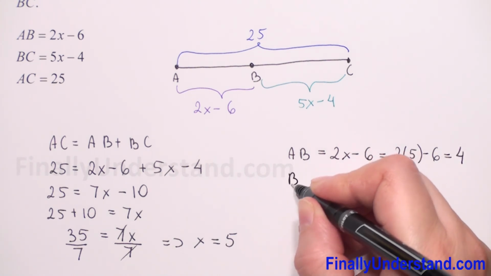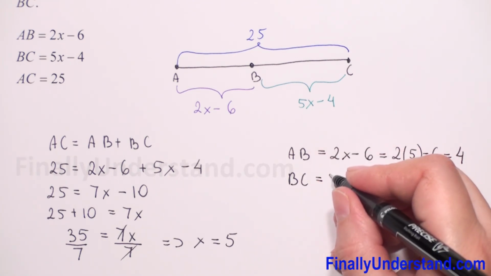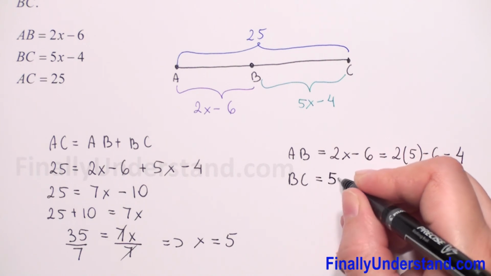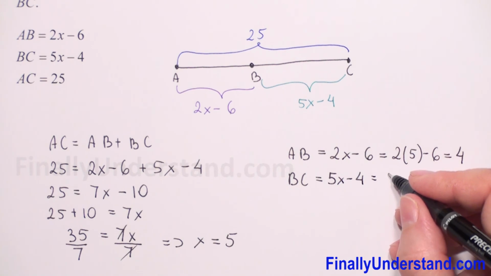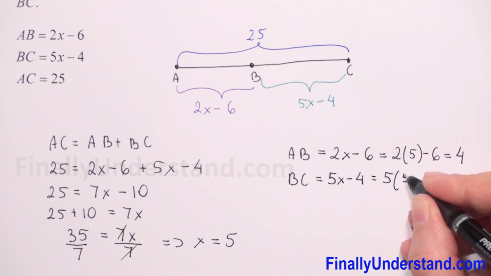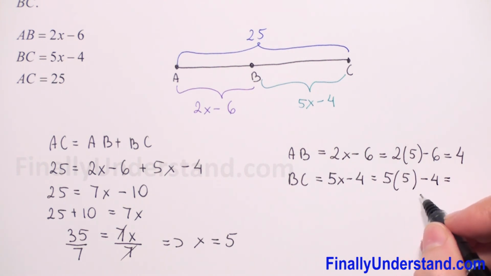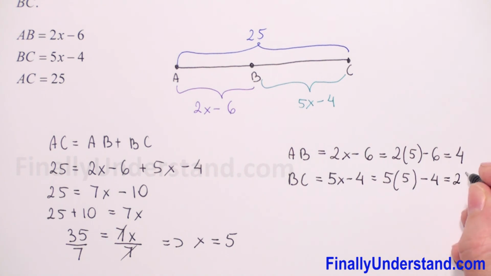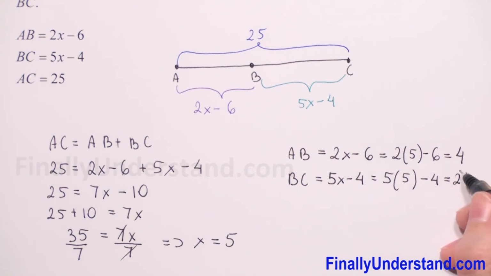And BC, length of BC is equal 5x minus 4. X we will substitute by 5. So we have 5 times 5 minus 4. So this is equal 25, because 5 times 5 is 25, minus 4 is 21. So we found the length of AB and BC. This is my solution.